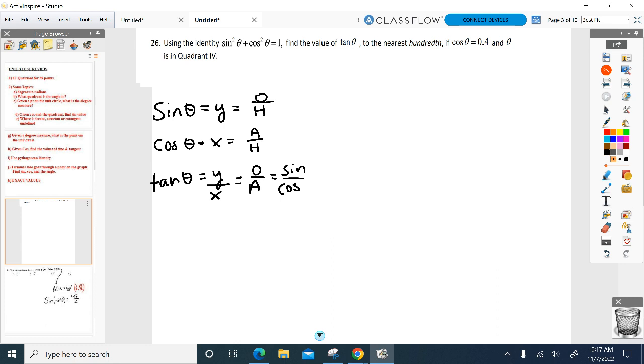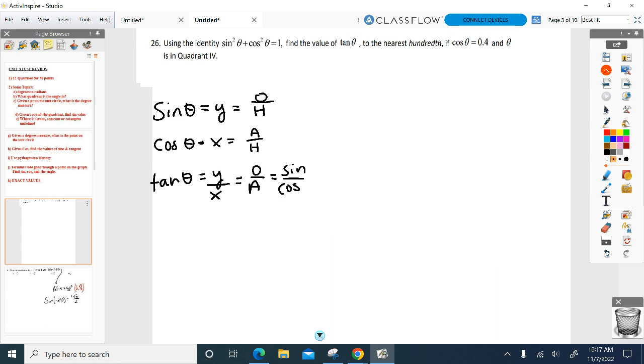All right, so let's break this down into a couple parts. I've given you the formula. Sine squared plus cosine squared equals 1. That's the formula we're using. That's what you're going to plug in for. Find the value of what? Tangent. So now my wheels are spinning. Tangent. Y over X. Oh, well, I can get rid of O over A.